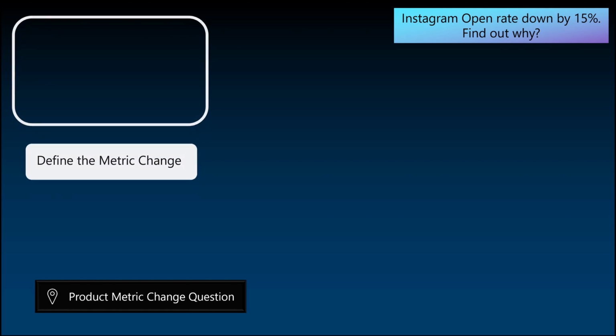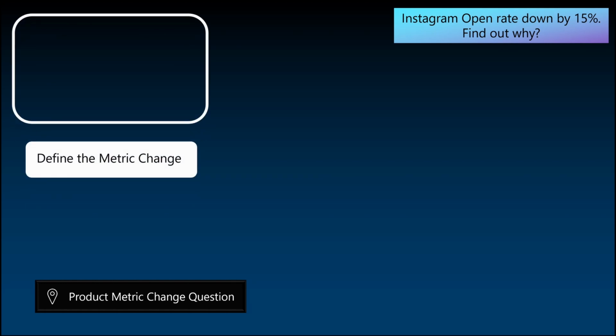Step 1 is define the metric change. Many candidates go ahead and skip this step and start listing ideas in an unstructured way. This is a big red flag for your interviewers. Before starting to answer the question, you need to define the metric change in detail. This often entails asking for three pieces of information.